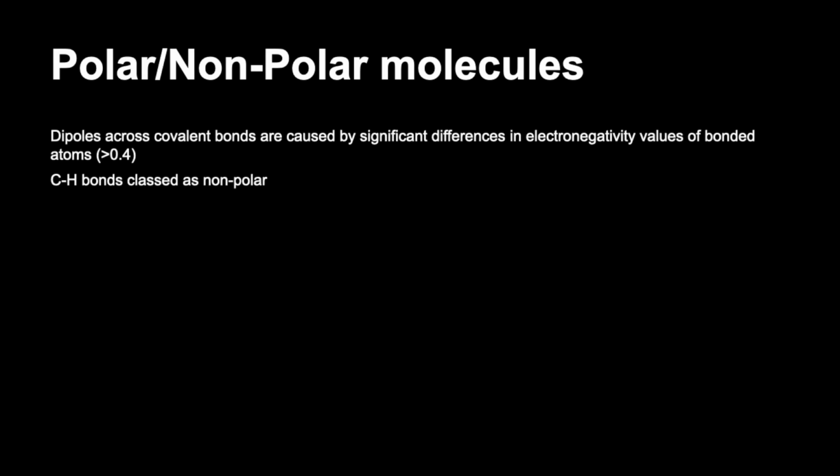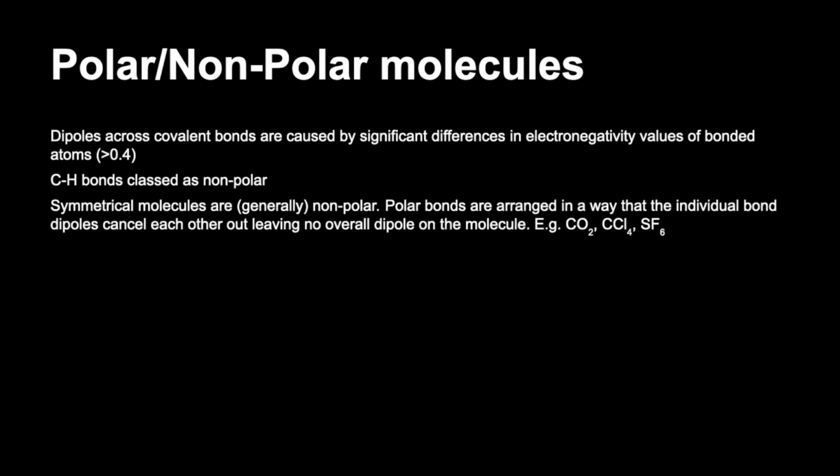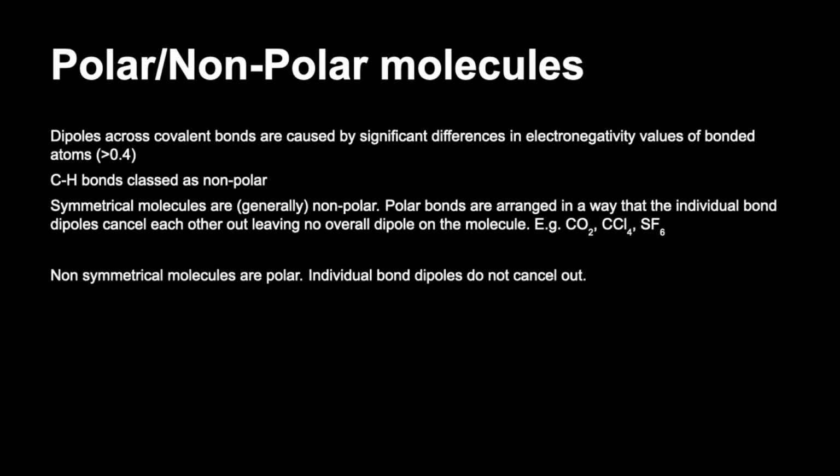So what causes the overall molecule to be polar or non-polar? Well, we'll start with symmetrical molecules. They're generally non-polar, and that's because the polar bonds are arranged in a way that the individual bond dipoles cancel each other out. So there's no overall dipole on the molecule. There's three examples for you: CO2, CCl4, SF6. So if you've got a non-symmetrical molecule, they are polar. And that's because the individual bond dipoles don't cancel out.